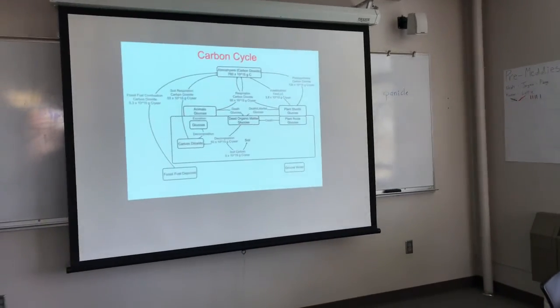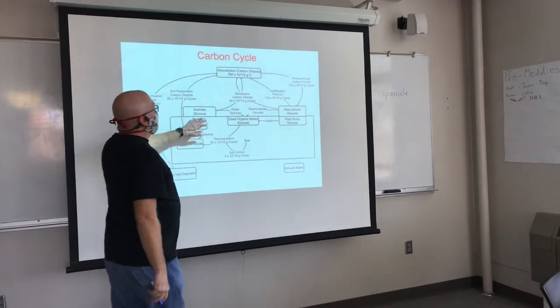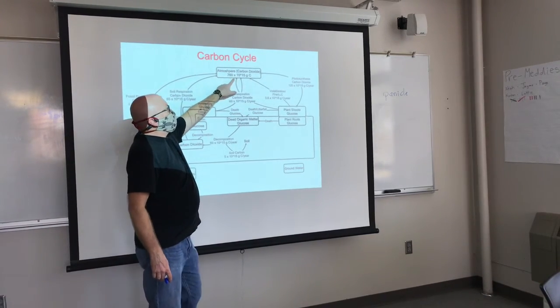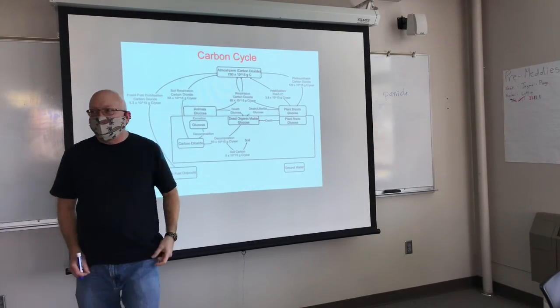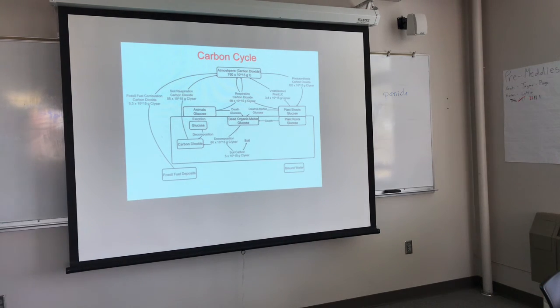So up in the atmosphere, this is 760 times 10 to the 15th grams of carbon. So that's 760 followed by 15 zeros, grams of carbon. So that's how much carbon is floating around in the atmosphere. It's also in common parlance known as a shit ton of carbon.